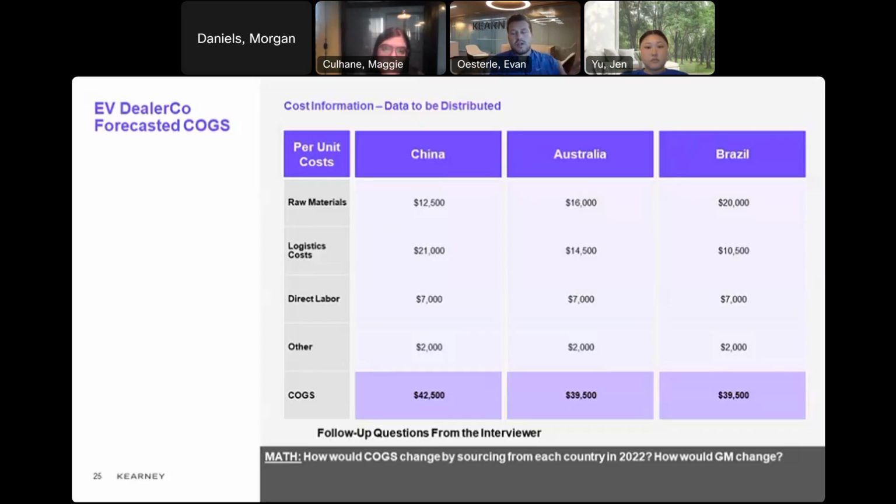So, another pause. It's important as you're doing your calculations to speak about your calculations, so that the interviewer can step in and help you if you make a mistake. It's also important when you finish a calculation to say what this number means. So the 39,500 number for Australia means it costs $39,500 to produce an electric vehicle if I source the parts from Australia, which is $3,000 per vehicle cheaper than if I'm sourcing the parts from China, due to the higher logistics costs more than offsetting the difference in raw materials. So those types of pauses and observations are really important as you're working through the case.